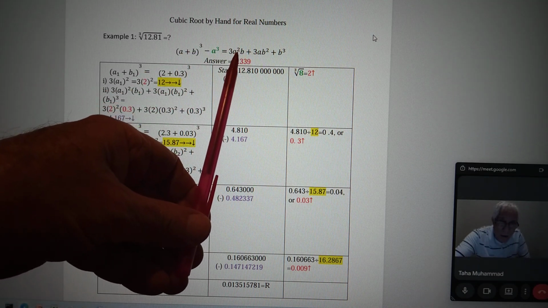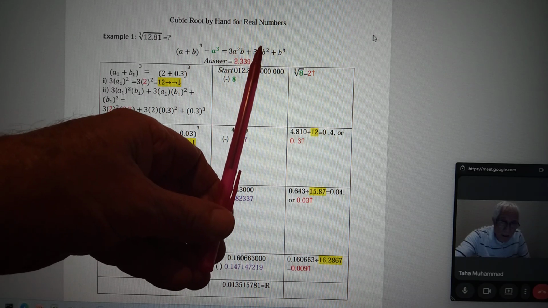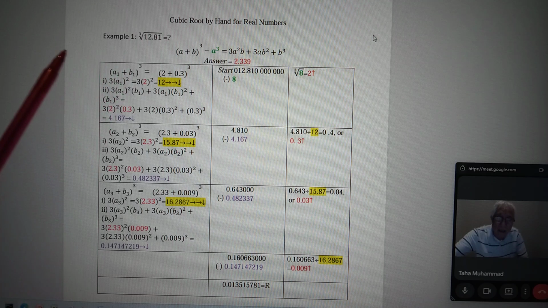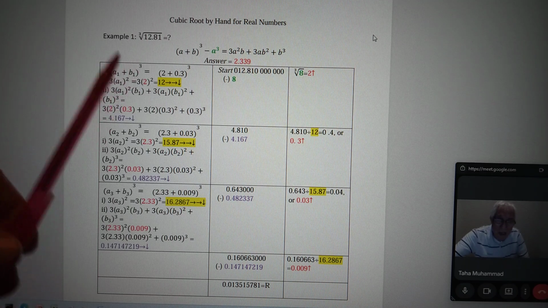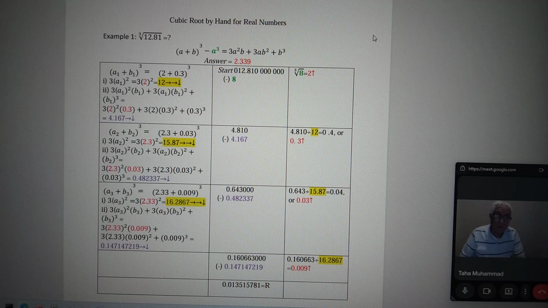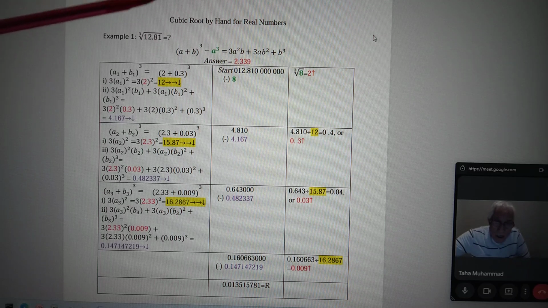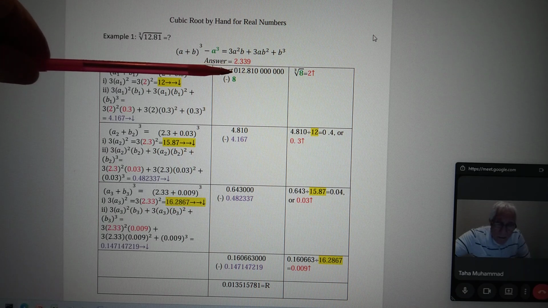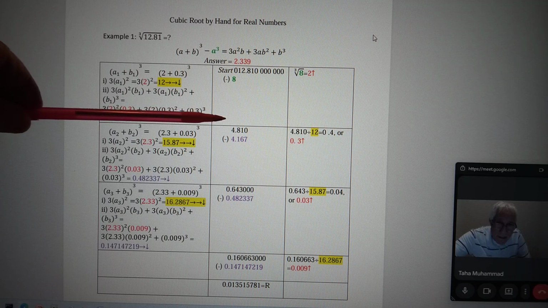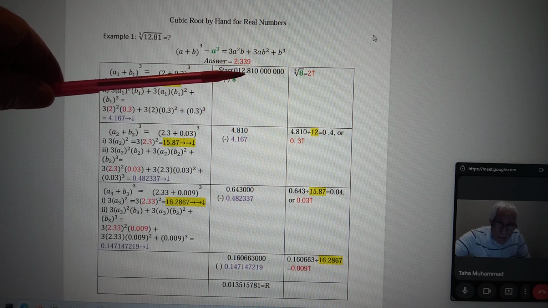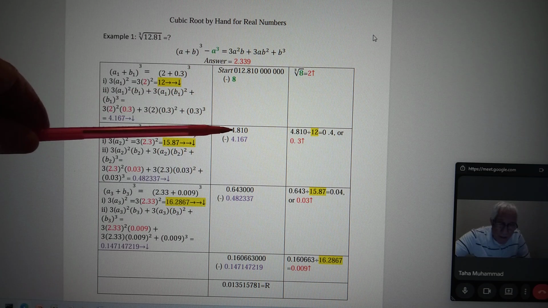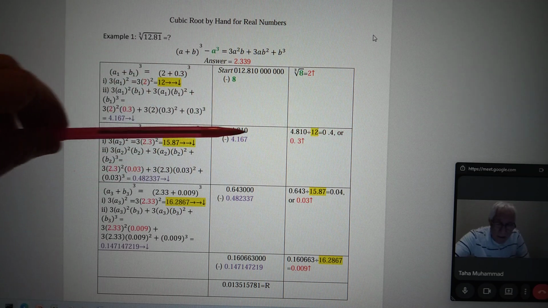This is a value: a squared, 3 times a, b, I don't know yet. I have to find b. How do I find b? Okay, this is important. Because I found this 2, I go subtract. See, this is 8. 12 minus 8 is 4. Then I will drop the decimal point and 810.